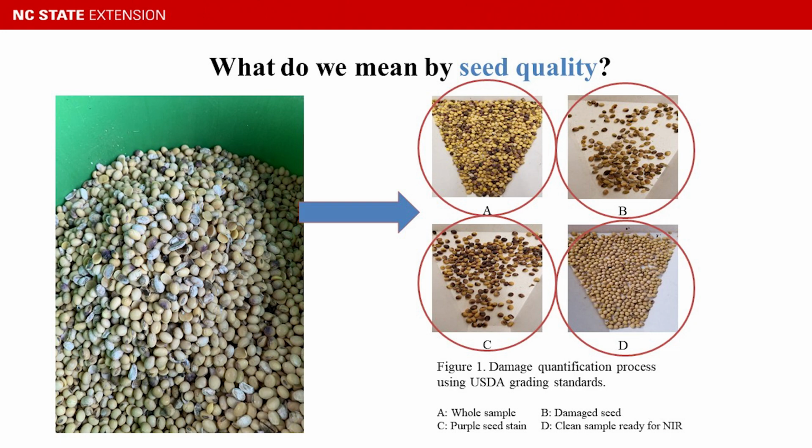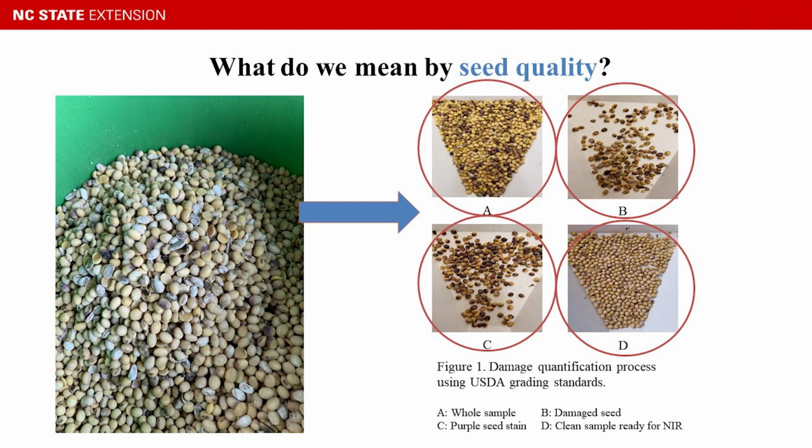So every time our little research combine gets a yield from a plot, we catch a little envelope of seed. And then in that envelope, we quantify the seed damage the same way it's done when y'all take your beans to the elevator. We were trained by the same people that grade your beans. And so what we'll do is we'll take the full sample.